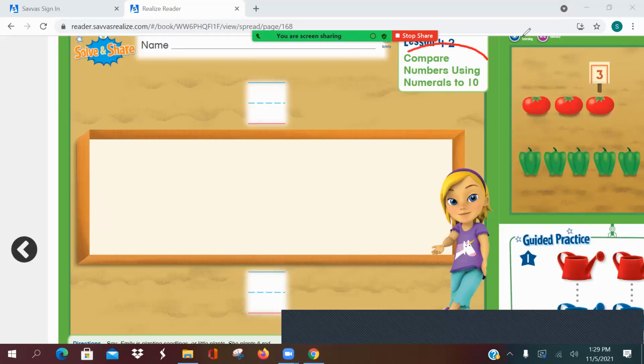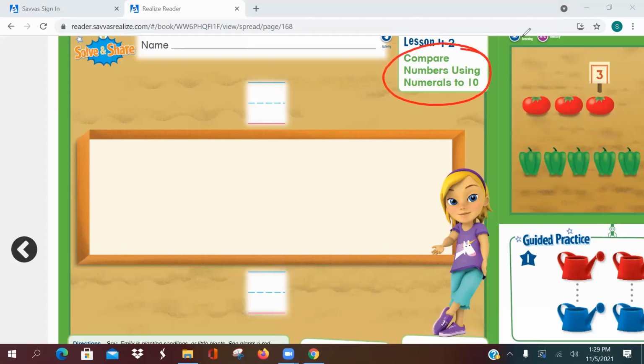We are on lesson 4-2, compare numbers using numerals to 10. Emily is planting seedlings, or little plants. She plants 5 red pepper seedlings and 7 yellow pepper seedlings. So let's use counters to show the groups of seedlings.